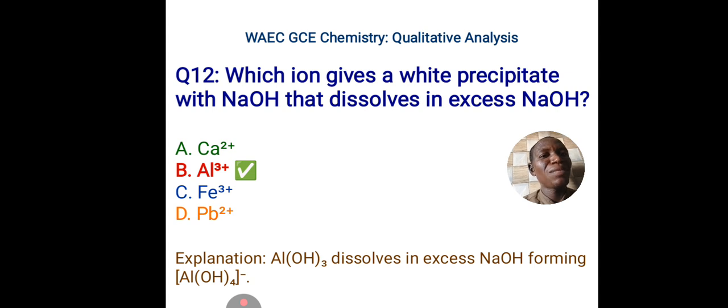Next question says, which ion gives white precipitate with sodium hydroxide and dissolves in excess sodium hydroxide? The correct answer is aluminium 3 ion. It reacts with sodium hydroxide to form aluminium hydroxide, and in the presence of excess sodium hydroxide, it dissolves. It becomes soluble. So please note this: aluminium ion in the presence of sodium hydroxide forms a white precipitate. If the sodium hydroxide is in excess, it will dissolve to become colorless.